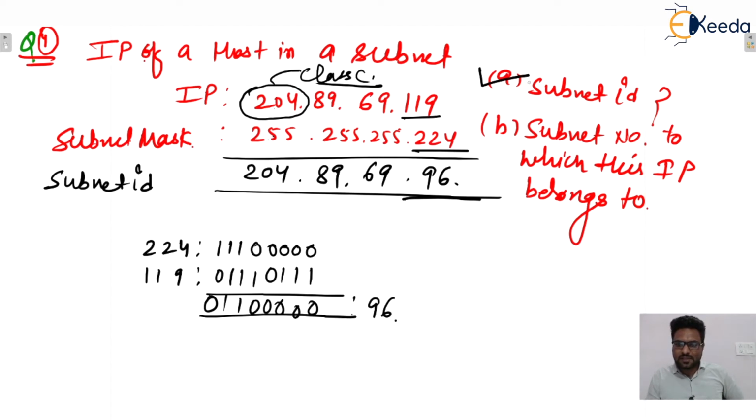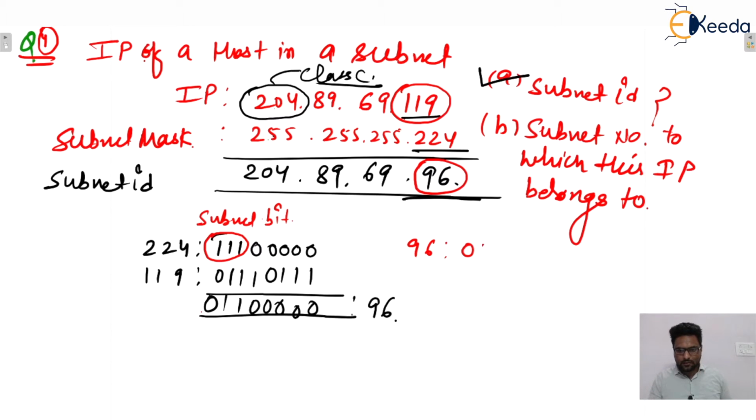Second one is, what is the subnet number to which this IP belongs? Now you tell me, in 224 these 3 bits are the subnet bits. And the subnet ID has 96 in the last octet. So 96 can be written like that, or not?